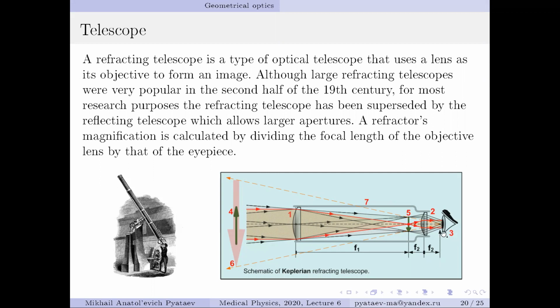And the magnification in this scheme is equal to the ratio of focal distances for the objective lens and for the eyepiece lens. So the larger this ratio, the longer tube we need to use, because if we want to get higher magnification, the focal distance of the objective lens should be large. That's why we need a long tube.